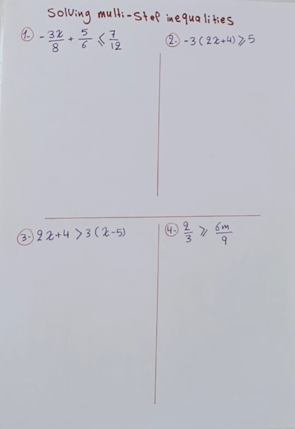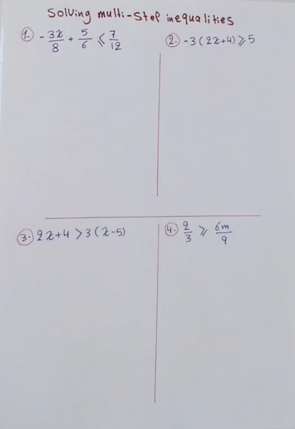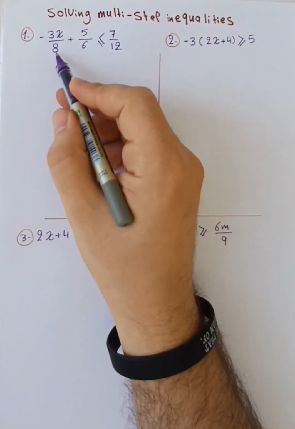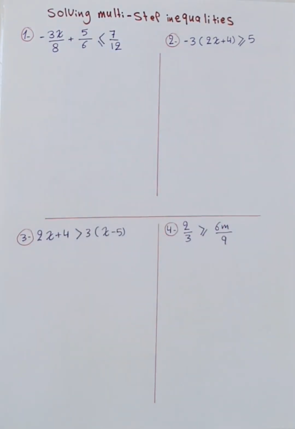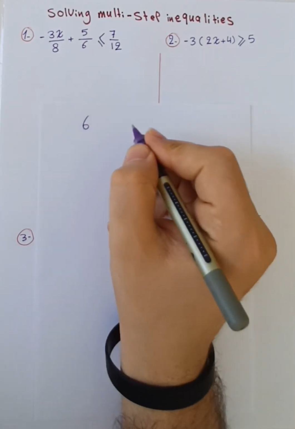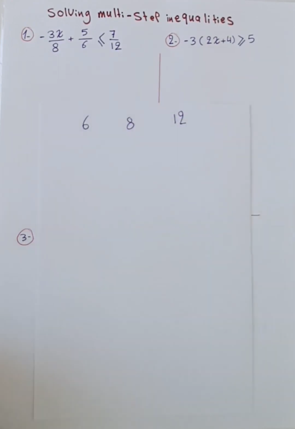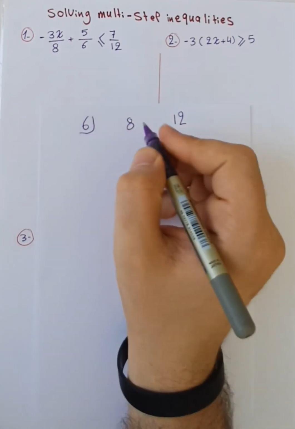First of all, we have different denominators, so we have to find the least common multiple for the denominators 8, 6 and 12, and then multiply both sides by the least common multiple. I'm going to find the least common multiple by prime factorization.